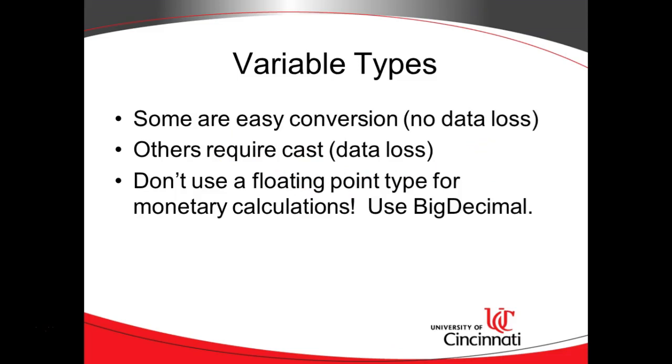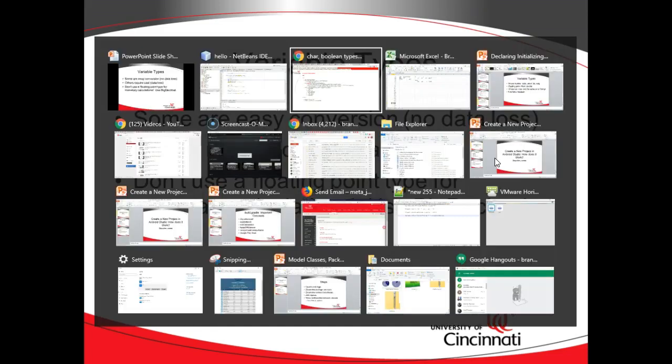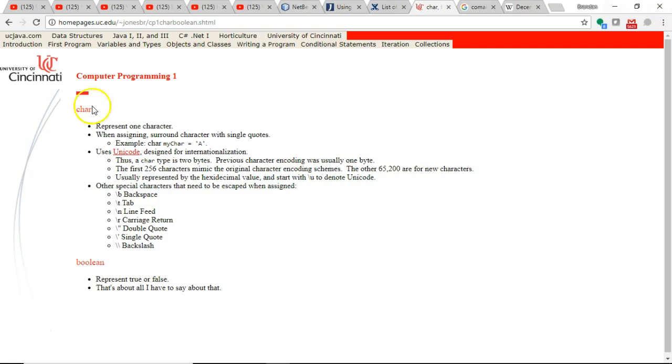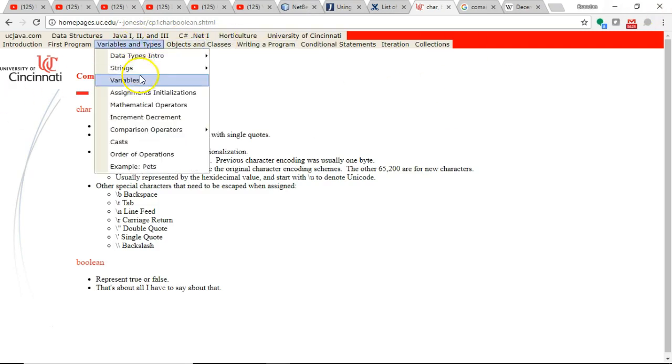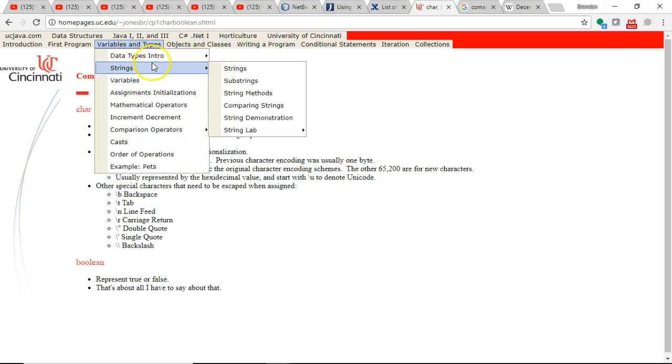Sometimes we have easy conversion. If we're storing an int variable into a long, no problem. An int is 4 bytes, a long is 8, so no problem. What if we want to store a long into an int? A long is 8 bytes, an int is 4 bytes. There's a chance that we could lose some data. We could lose data if the value that we're storing is greater than the capacity of an integer.